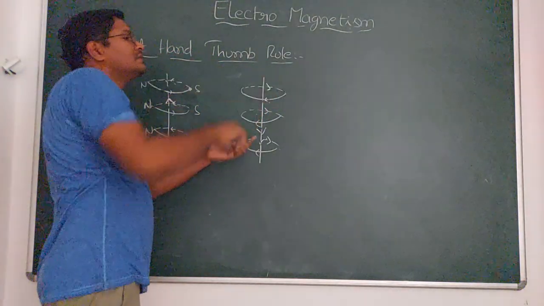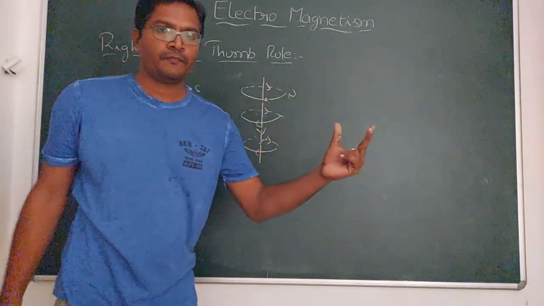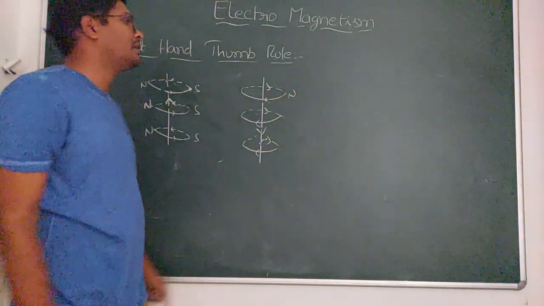Ikkada bayitiki vachestunnayi. So this is said to be a north pole. So where the lines are moving away from is the north pole. Ekkada nunchi ayithe bayitiki vastunnayo aa pole nemantunnam manam north pole antunnam.